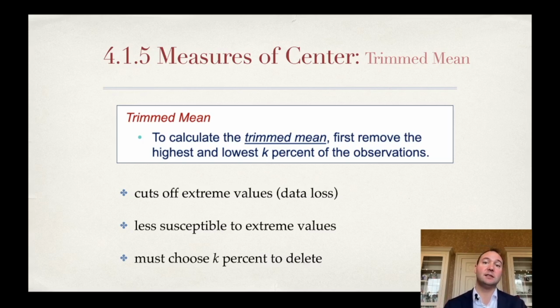So in that case where we have someone making an extremely high amount of money, if we trim off 10% of the top and 10% of the bottom of our data, we eliminate those extreme outliers. This gives us a more representative look of what the majority of our data looks like. The trimmed mean is simply calculating the mean after deleting the extreme outliers of the data.